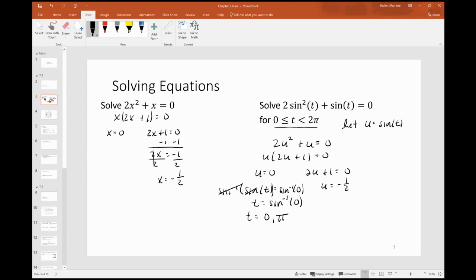Now we have this other one to solve, though. We have this other equation over here where u is equal to negative 1/2. So let's undo that u substitution. So then we'll say the sine of t is equal to negative 1/2. Inverse sine of both sides tells us that t is the inverse sine of negative 1/2, or the angle that has a sine of negative 1/2. This one's also on the unit circle, so we won't need to bother with the calculator.